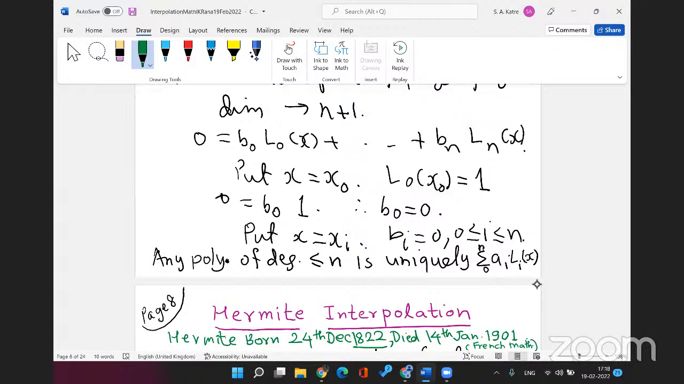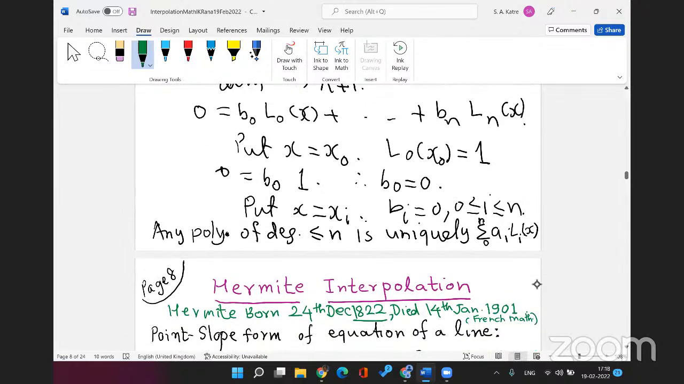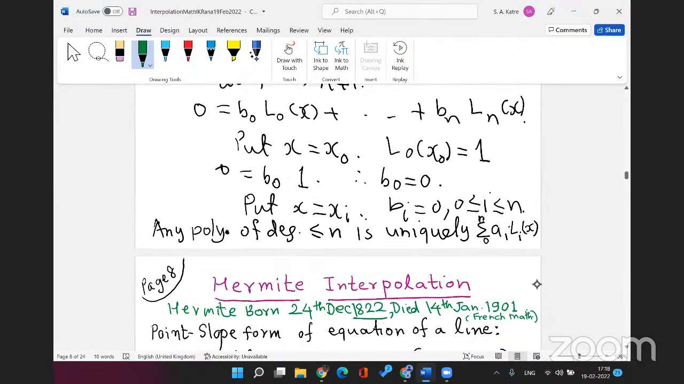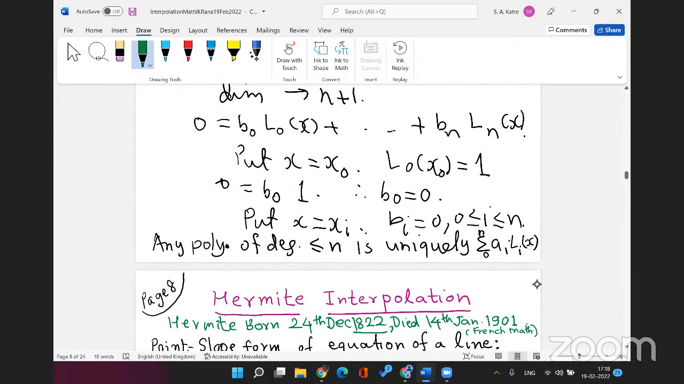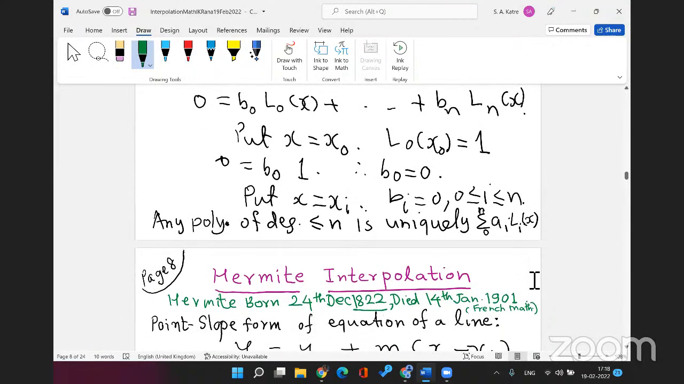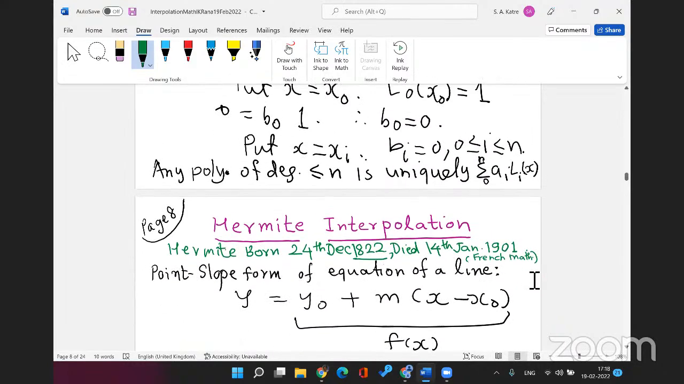Suppose you write 0 equal to b0 L0 plus ... plus bn Ln. If you put x equal to x0, then L0(x0) is 1 and the others are 0. So that means 0 equal to b0 into 1, so b0 equal to 0. Similarly, if you put x equal to xi, then bi becomes 0. So this is a basis, and any polynomial of degree less than or equal to n is uniquely a combination of L0, etc., up to Ln.